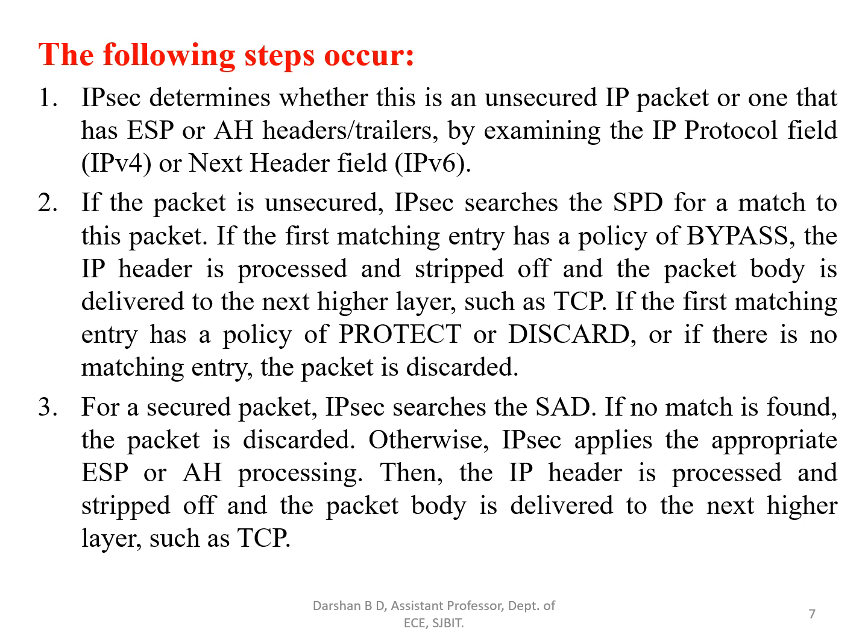Consider if the packet is secured. For a secured packet, IP security searches the security association database. If no match is found, the packet is discarded. If a match is found, IP security applies the appropriate ESP, encapsulating security payload, or authentication header processing. Then the IP header is processed and stripped off and the packet body is delivered to the next higher layer such as TCP or UDP.